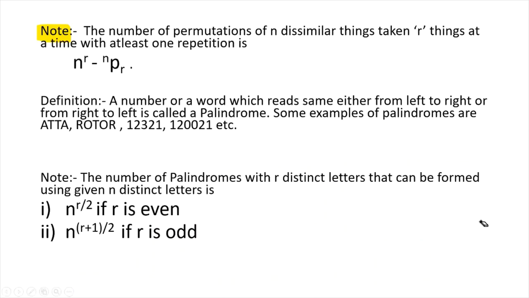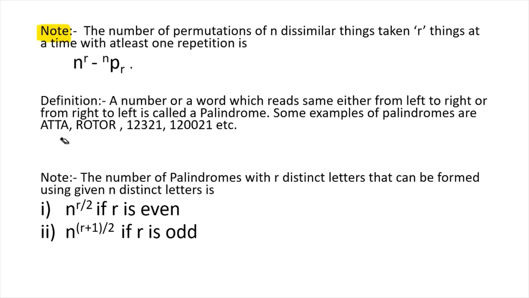Next, the number of permutations of n objects with at least one repetition is n raised to r minus nPr. Because n raised to r gives the total number of permutations and nPr gives the total number of permutations in which repetitions are not allowed. Number of permutations with at least one repetition is equal to total permutations minus number of permutations without repetitions. Total permutations is n raised to r, permutations without repetitions is nPr. Therefore, permutations with at least one repetition is going to be n raised to r minus nPr.